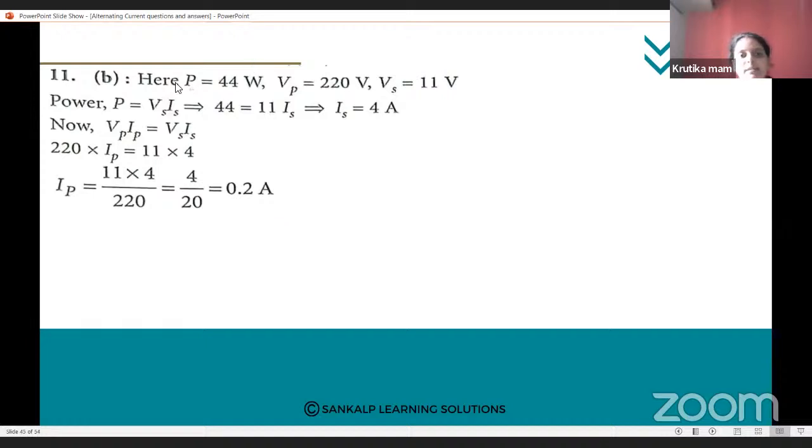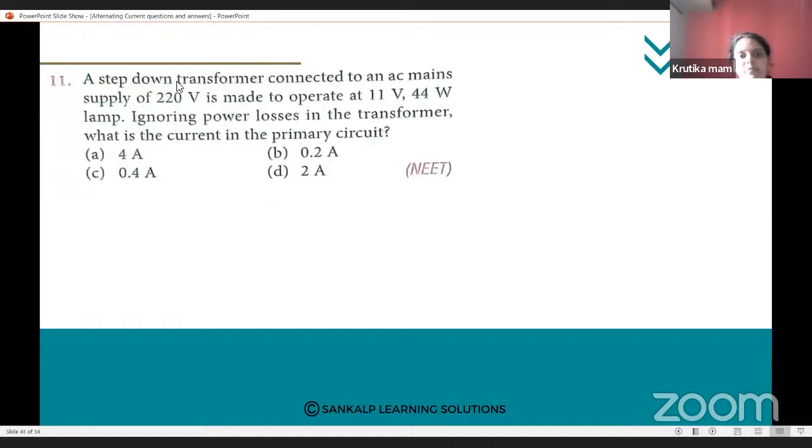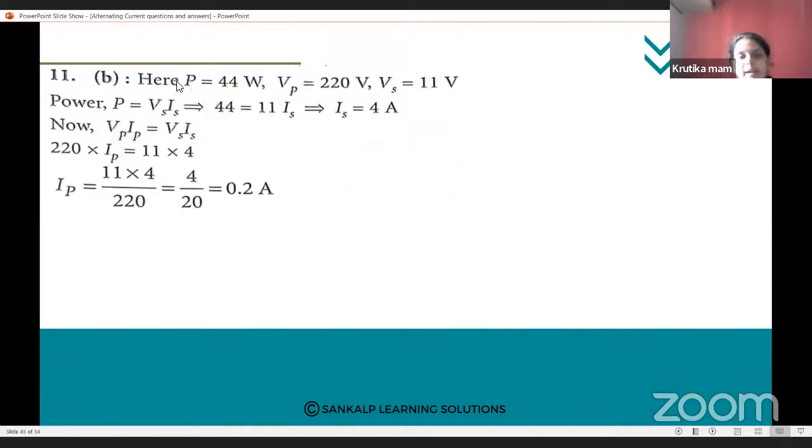See here students, the power value is given as 44 watt. The primary source has a voltage of 220 volt, and the secondary source voltage is 11 volt. So power is equal to Vs into Is. P is equal to 44, which is equal to 11 into Is. Therefore Is is equal to 44 upon 11, that is nothing but 4. The current in the secondary circuit is 4 ampere. Then what is the current in the primary circuit?